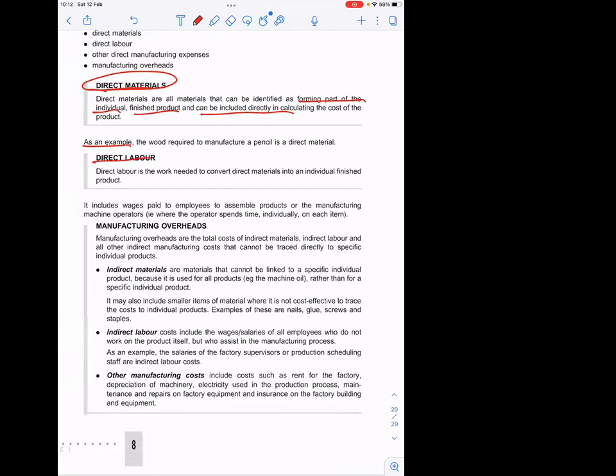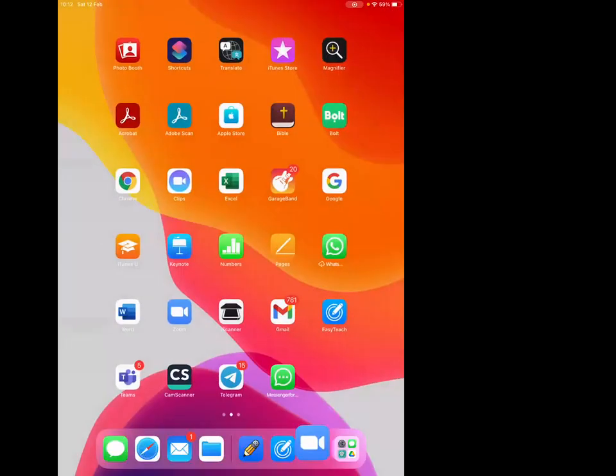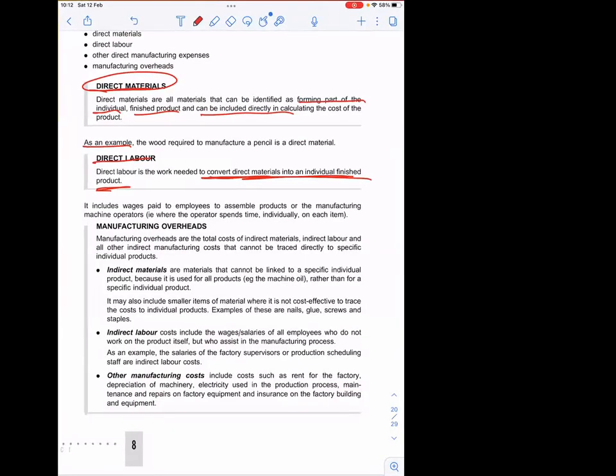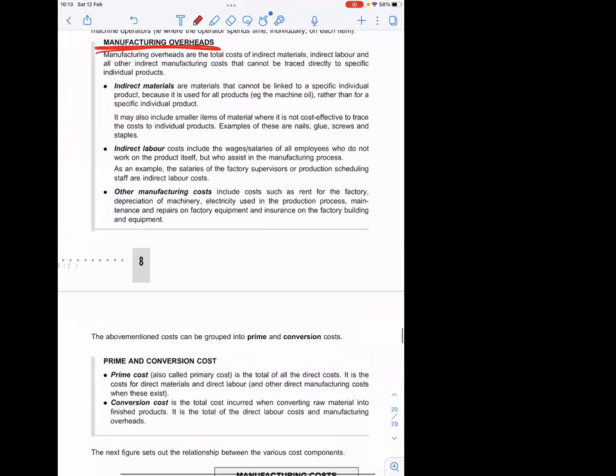Direct labor is the work needed to convert direct material into individual finished goods or products. These are the wages that we pay to the people who are involved in the manufacturing process. In the case of a desk, the carpenter. Supervisor, no, is not directly involved in the conversion. He just oversees. Right, then we have got the manufacturing overheads. Manufacturing overheads, remember I said we have got the direct, we have variable, and the ones that are direct. And here are the definitions.